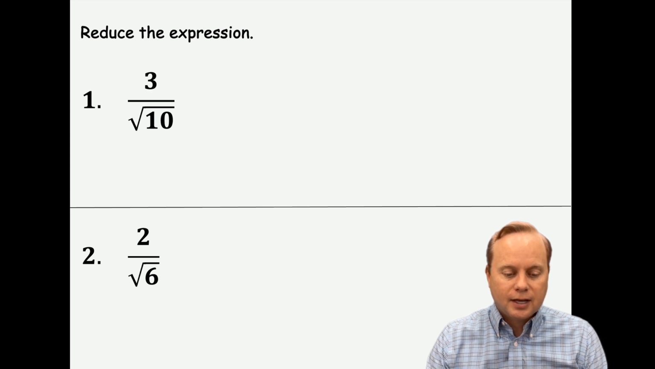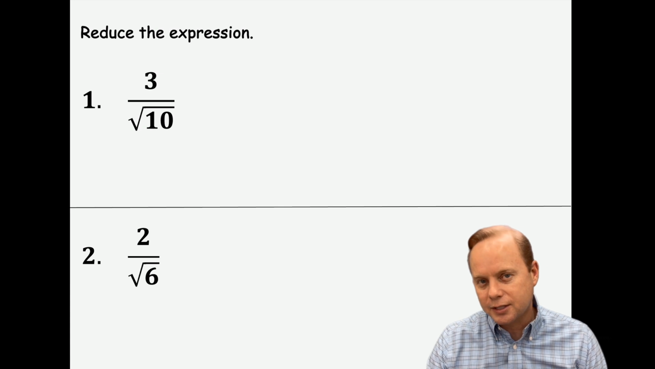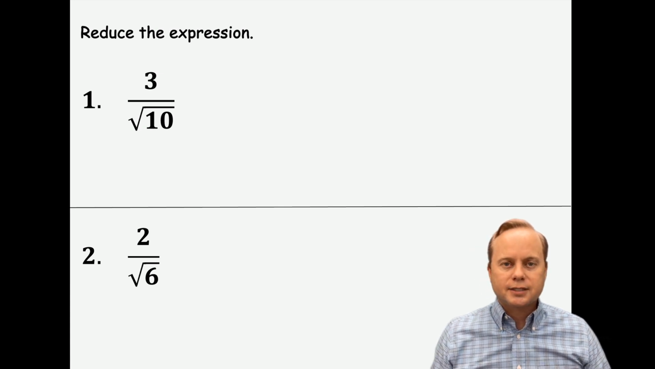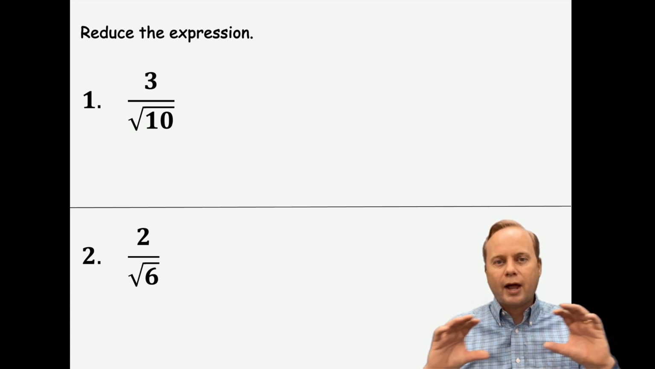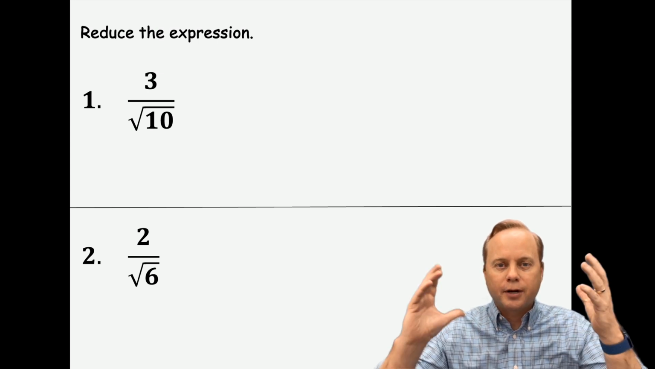Okay, before we do that, I forgot about rationalizing the denominator. So let's look at this, and it's been a little while since we've covered this. When we rationalize the denominator, what that means is we can't have a radical on the bottom. So we've got to get that radical from the bottom and try to move it to the top.